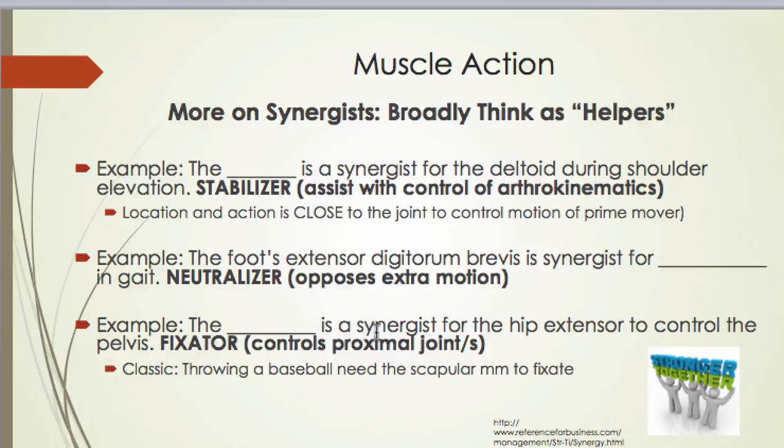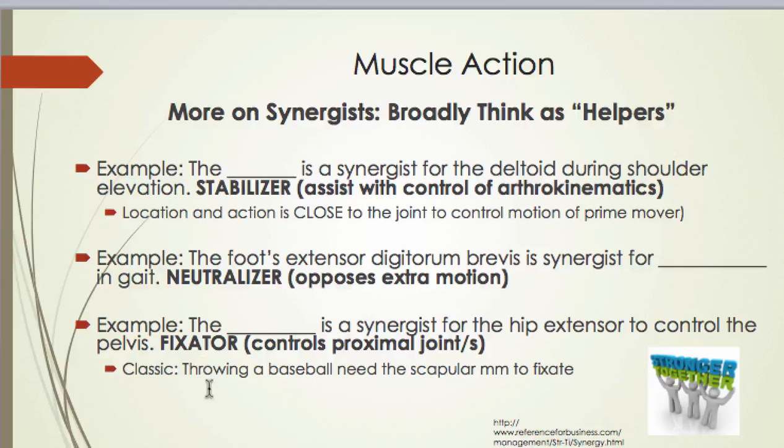So the blank is a synergist for hip extensor control of the pelvis. So if we go into hip extension, what muscles are going to control our pelvis from going into an excessive extension or anterior tilt posture? What is the fixator? Our hip goes into extension. We need to use our abdominal muscles, right? So our abdominal muscles will control our lumbar spine from going into excessive lordosis or extension or anterior tilt as the hip goes into extension.